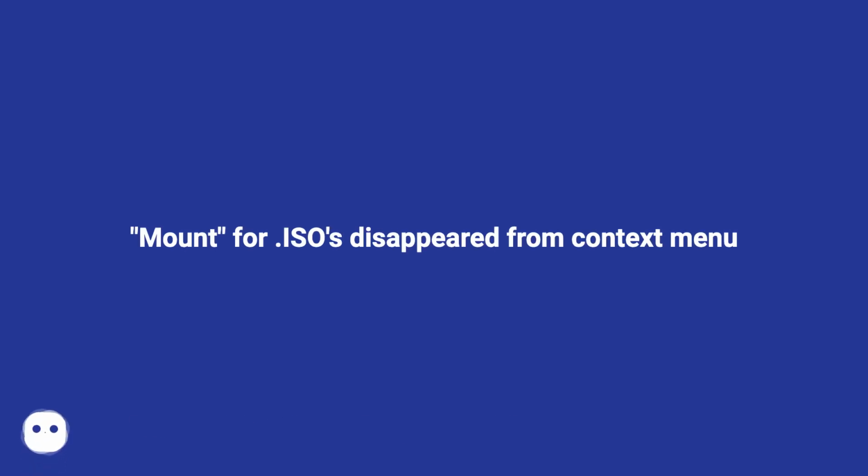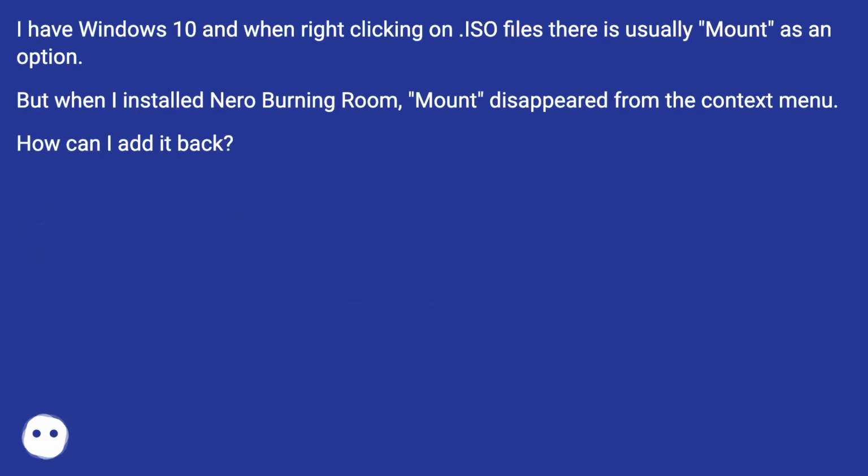Mount for .iso files disappeared from the context menu. I have Windows 10 and when right-clicking on .iso files there is usually a mount option. But when I installed Nero Burning Room, mount disappeared from the context menu. How can I add it back?